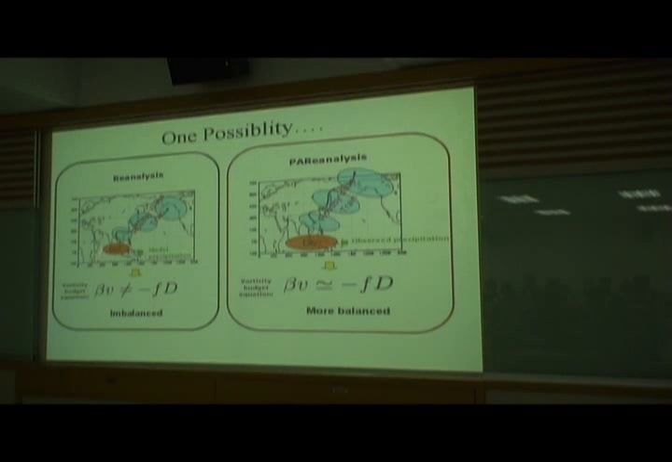And due to the lack of assimilation of proper precipitation, the balance like this is not satisfied, so the budget equation can be better satisfied in the PA reanalysis compared to R2. But this is just a hypothesis. It's very dangerous to believe this figure, but it can be possible.